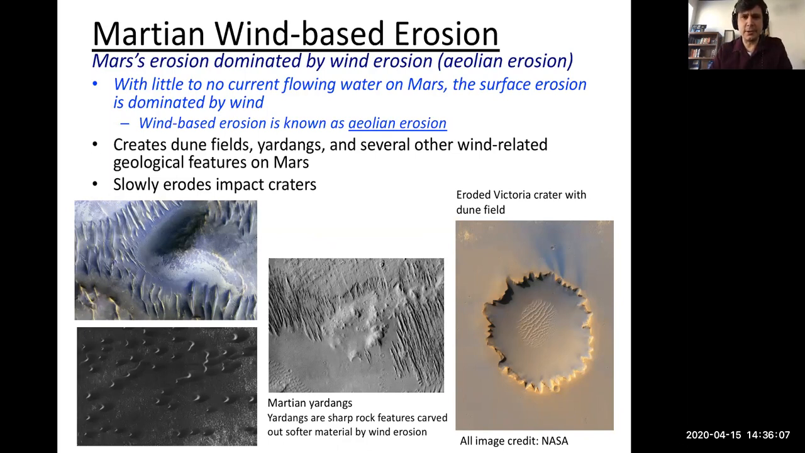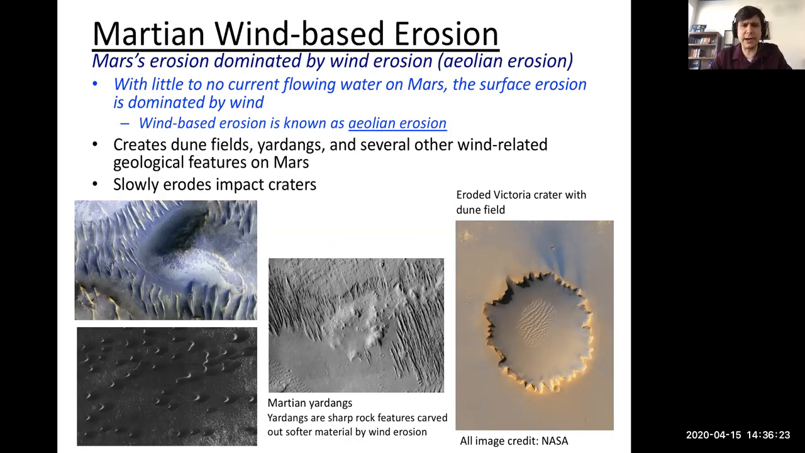Technical term right here. Wind-based erosion is known as aeolian erosion. Just a cool word. Go ahead and log that one. It'd be a good thing to know, just to see if you've been paying attention to the slides and the videos, so that could become a potential exam question.